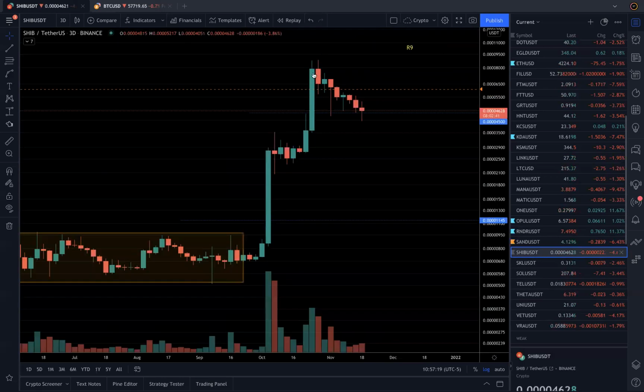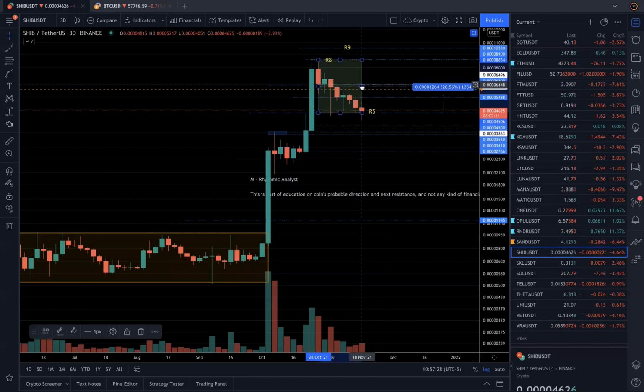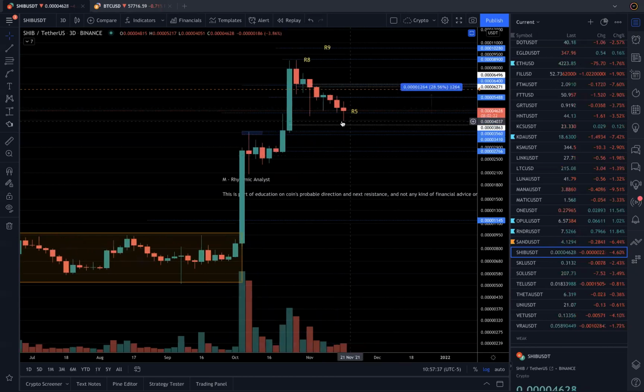The ship coin is going down gradually. It had a nice bounce, retested, but now I think it's gone. Gone in a sense that the bounce is gone. It was a good one. It was a really good one, but now it's gone. It's near support. It's not dying. It's still above R5. When I say it's not dead, it's dying, but it's not dead. Slow death.